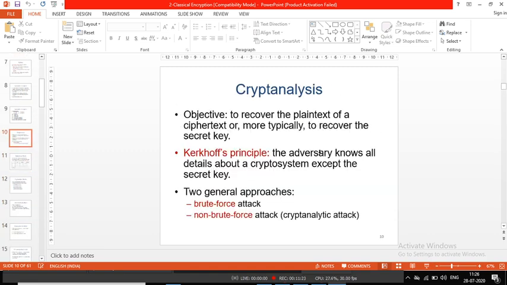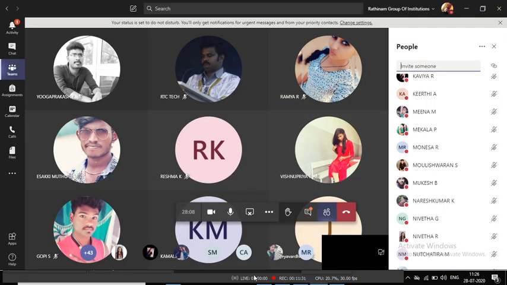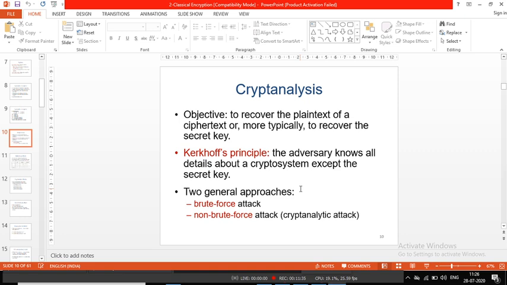So, cryptanalysis. What is called cryptanalysis? The study of attacks on cryptography is known as cryptanalysis. It is analyzing the concepts behind the attacks on those systems. That is called cryptanalysis.